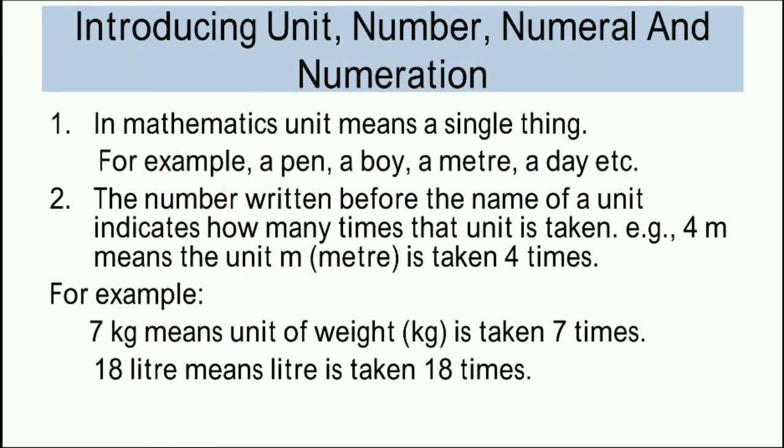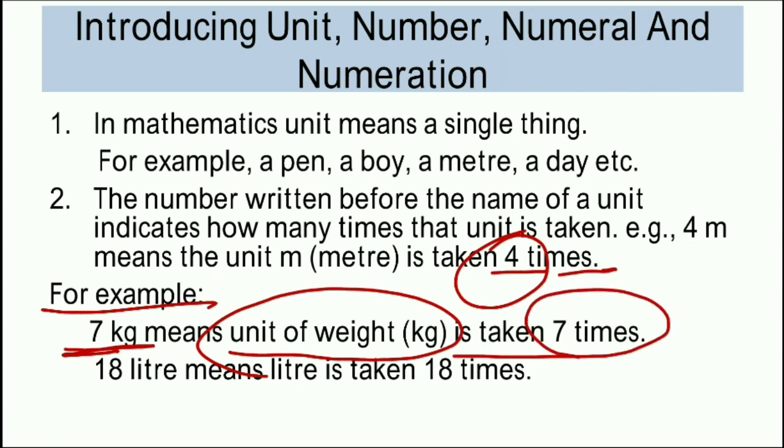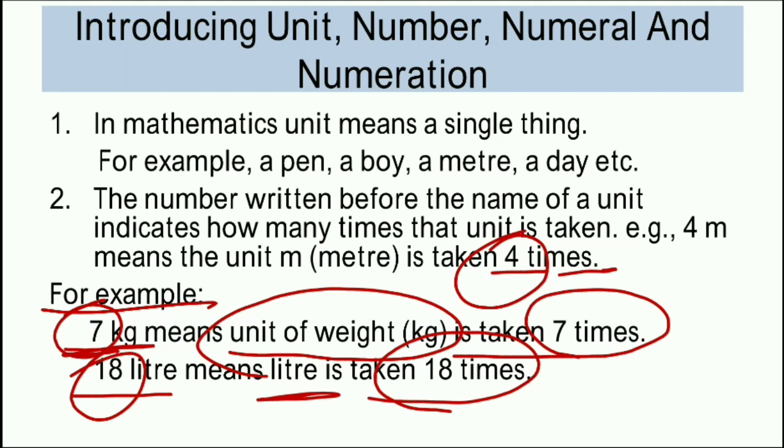So if a number and unit are there, the number indicates the number of times the unit has been taken. For example, 7 kg means the unit of weight, kg, has been taken 7 times. 18 liters means the liter has been taken 18 times. So this number indicates the number of times of that unit. I hope that you understood.